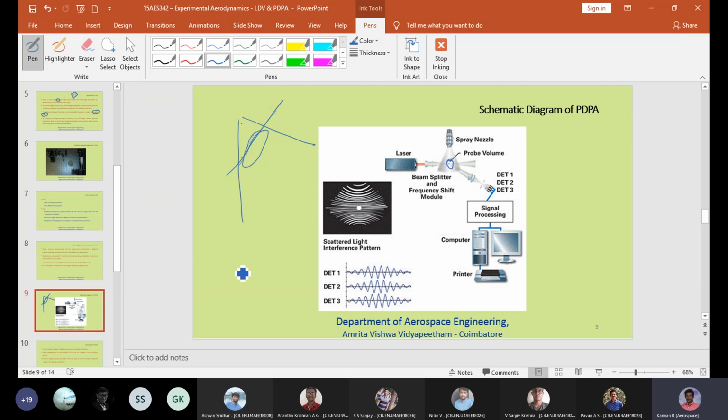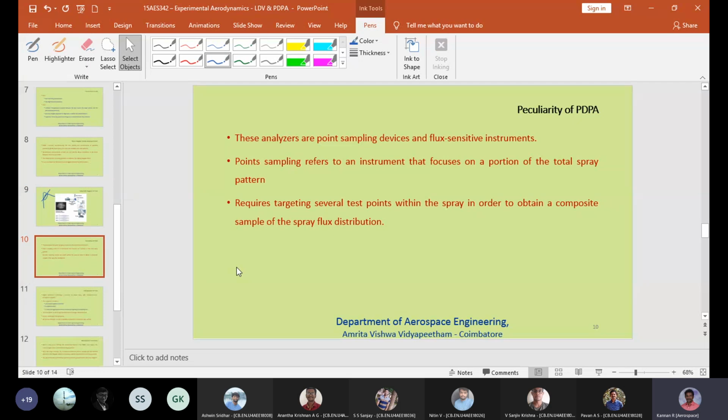Based on your fringe pattern, the shift in the fringe pattern is going to be measured as your difference in wavelength. Using a Doppler shift, we can measure these things. There are some issues, a peculiarity of your PDPA. You can take it as a limitation.